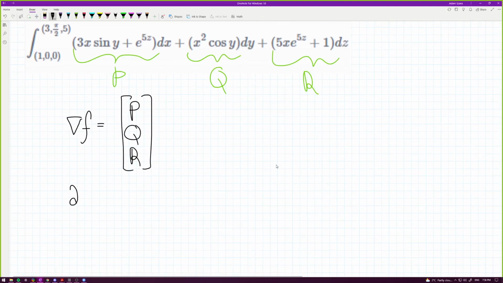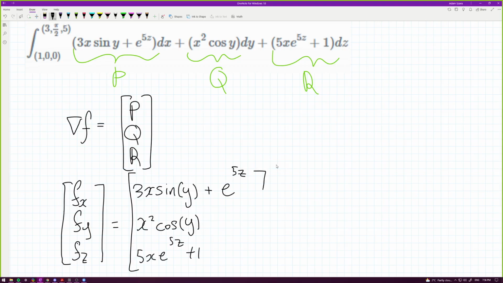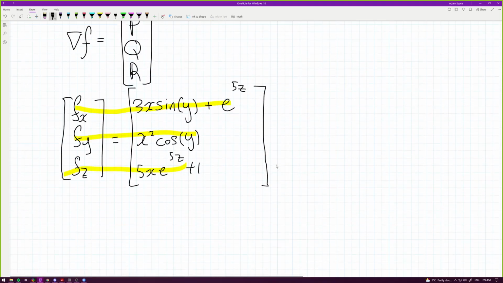The gradient of f is fx, fy, fz, and that is equal to 3x sine y plus e to the 5z, x squared cos y, and 5x e to the 5z plus 1. So we get this, and we have essentially three equations and three unknowns. You'll see in a second how we have three unknowns. And so we can solve for the function f here.